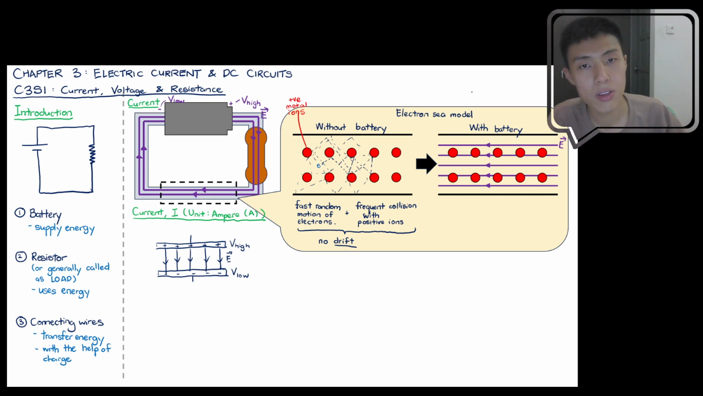Okay, so right now things are not that simple anymore. You still have fast random motion. The electrons still move very fast. That is still true. So fast random motion of electrons, and you still have frequent collisions. Those things are still there. The electrons still move in a similar kind of behavior.